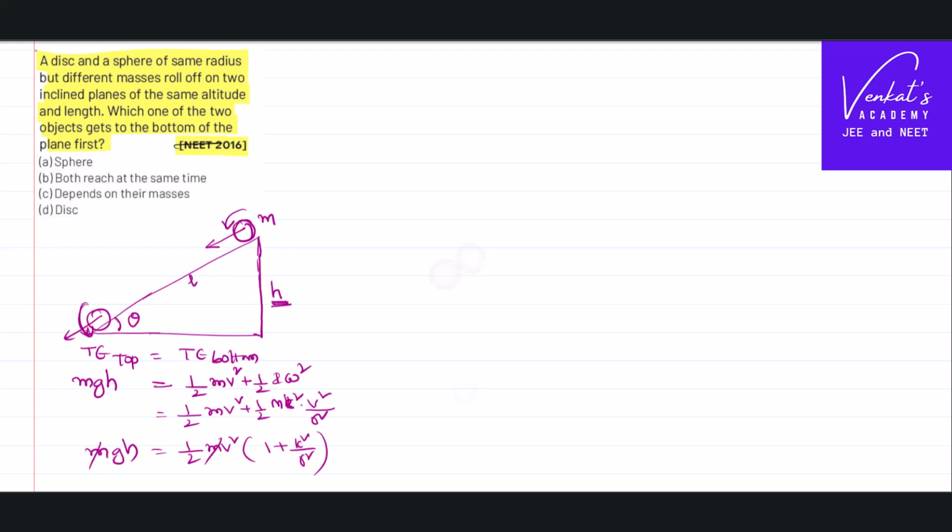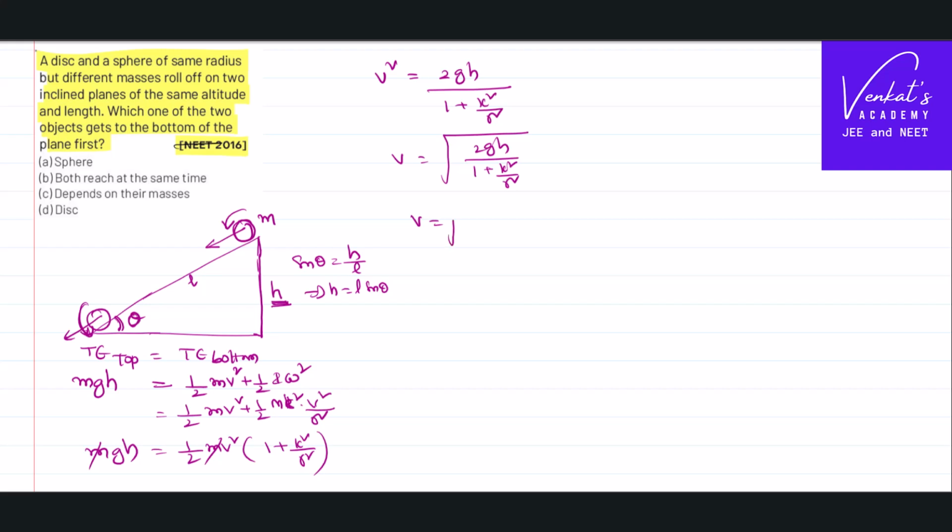So I can write an equation for v square as 2gh by 1 plus k square by r square, or v as square root of 2gh by 1 plus k square by r square. But of course, if h is not given, I can write sine theta as h by L. That implies h becomes L sine theta. So it also can be written as 2gL sine theta by 1 plus k square by r square.